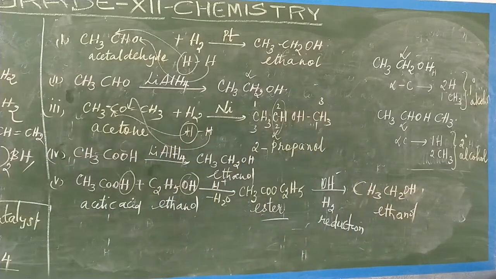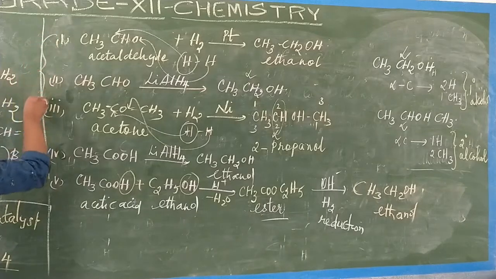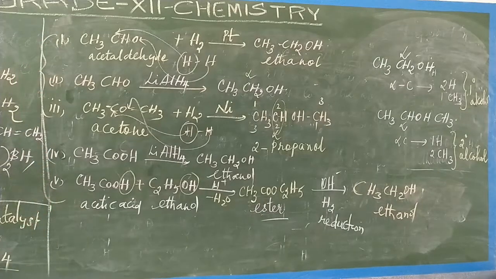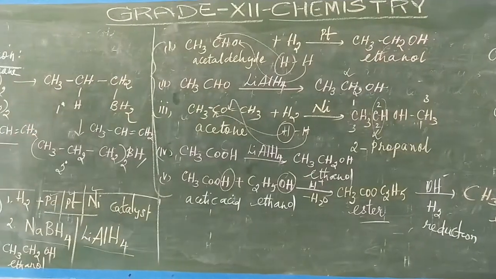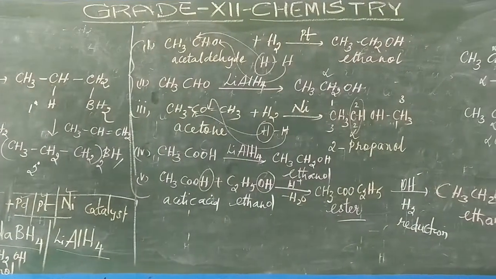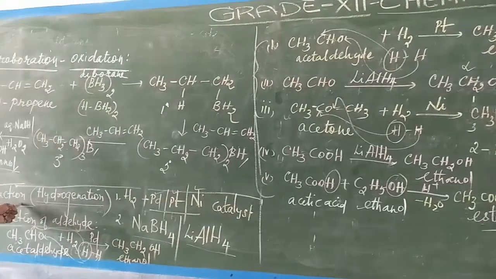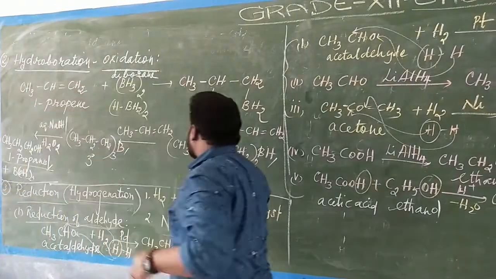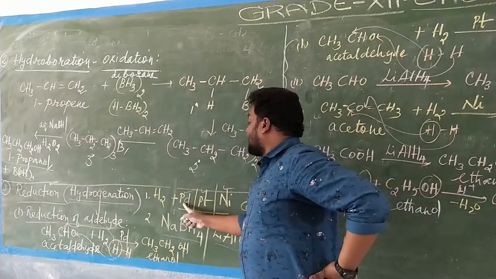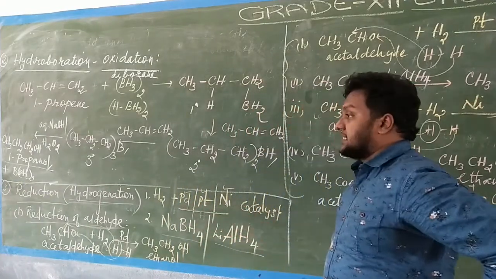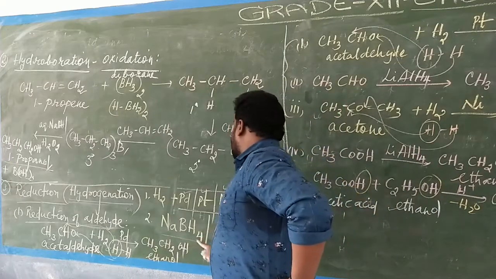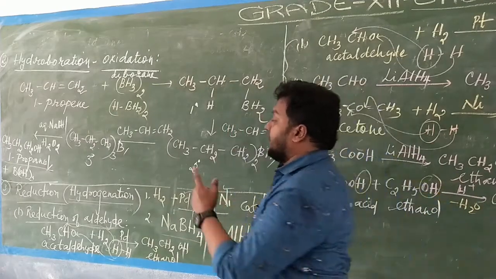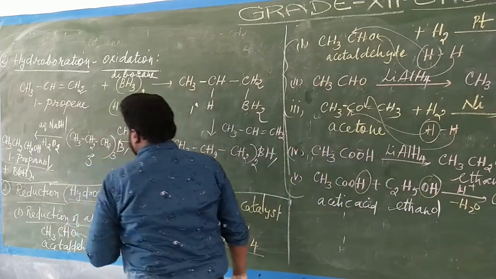ethanol. So that is five reactions under reduction of carbonyl compounds. We are reducing the carbonyl derivatives, carbonyl compounds, in the presence of hydrogen and finely powdered palladium, platinum or nickel as a catalyst, or otherwise sodium borohydride or lithium aluminium hydride. The first method is reduction of aldehyde.